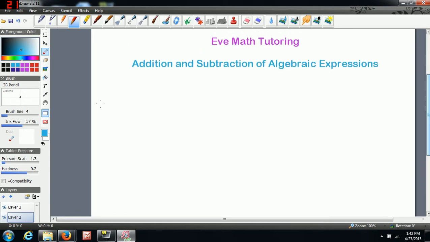Okay, now let's start off with a simple example. Say you're asked to simplify or add the following: 7x plus 5x. Over here, these are like terms, so you would be able to add them. They both have x to the power of 1. So what you do is just add up the numbers and then just attach the x. So that would be the answer there.